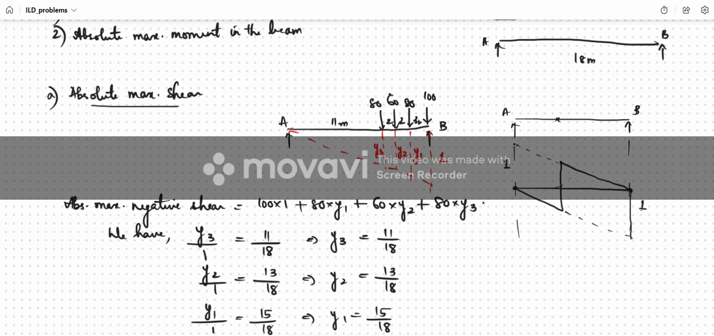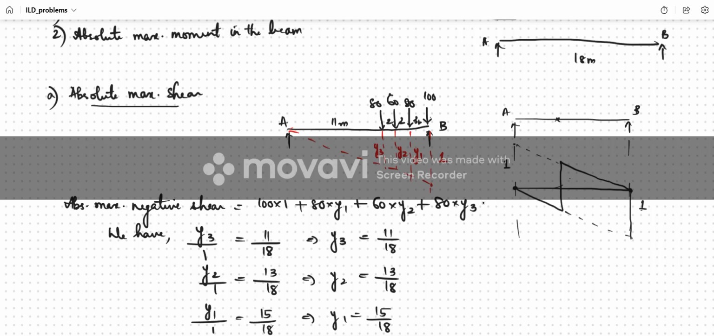Keeping that in mind, I have positioned the loads according to their spacing, and this is what we get. The ordinate corresponding to 100 is 1 because that's the maximum ordinate. For 80, I have given y1, 60 is y2, and 80 is y3. So 3, 4, 5, 6, 7. So this much is 7. That means 18 minus 7, 11 meters is the rest of the spacing.